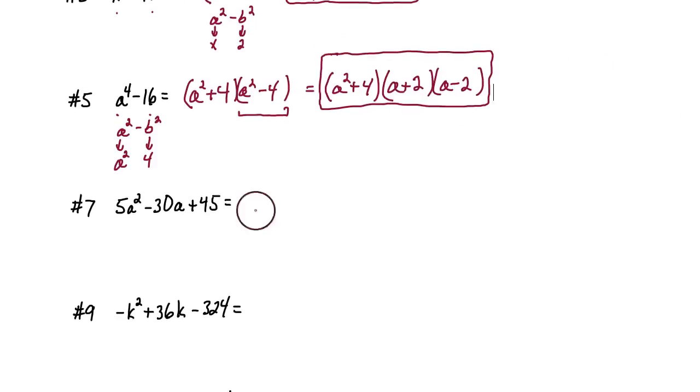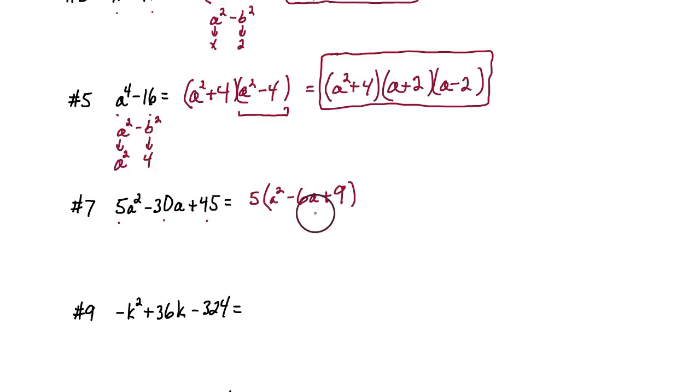Number 7. This one has a GCF. All the terms divide by 5. So write the 5 down and put parentheses after it that are long enough to fit however many terms we have. 5 times what makes 5a squared? We need an a squared. 5 times what makes negative 30a? We need negative 6a. 5 times what makes 45? We need a positive 9.